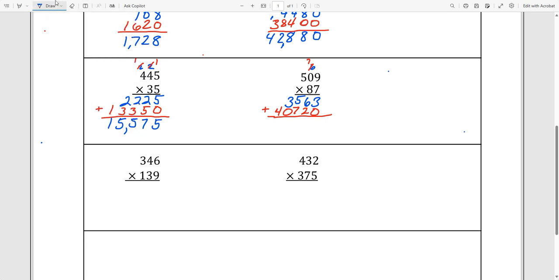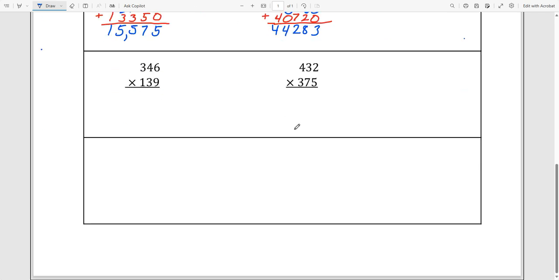two together. And 3 plus 0 is 3. 6 plus 2 is 8. 5 plus 7 is 12. Carry the 1 here. 1 plus 3 is 4. And we'll bring this 4 down. And we have 44,238. So far, so good. 2 more to do real quick.